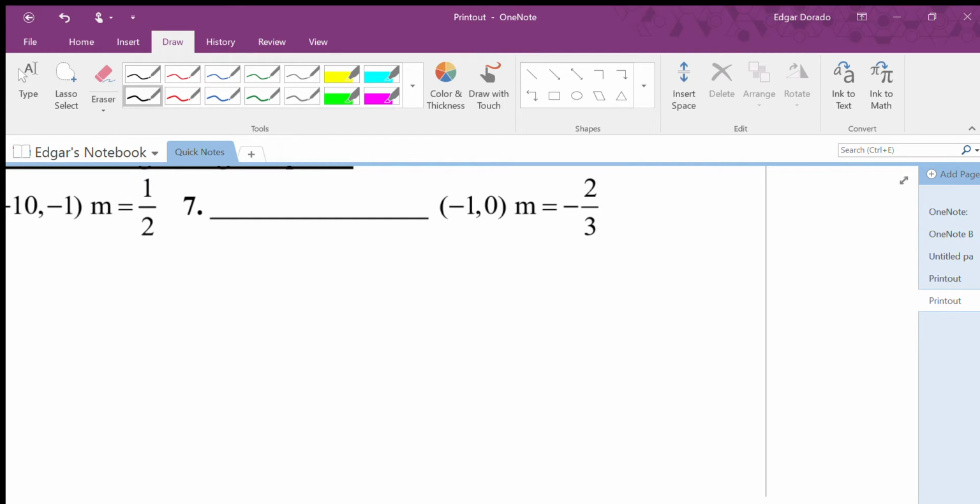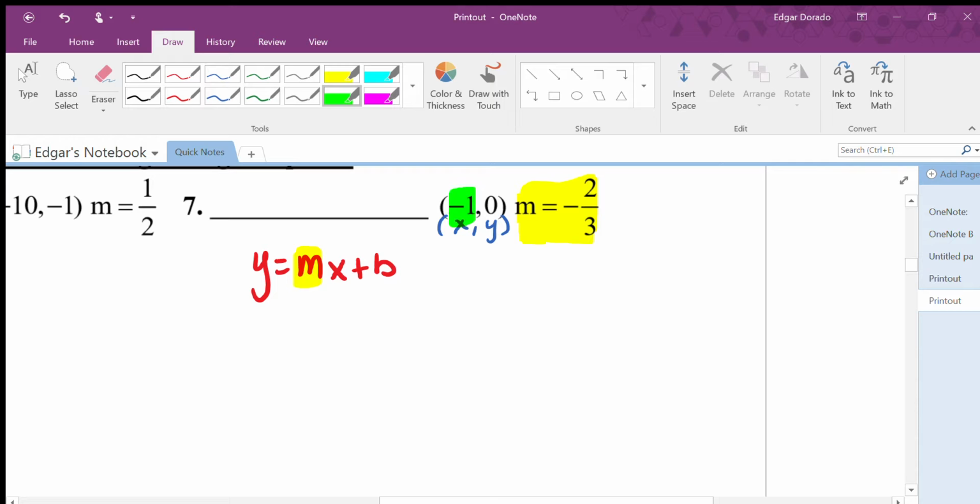So let's go ahead and do number 7 here. Once again, I'm going to write my letters underneath my -1 and my 0. Okay. And I'm going to write y equals mx plus b. And once again, I have my slope, -2/3. That's going to go in here. I have my x. It's going to go in there. And I have my y. It's going to go in there. And the only thing I need to find is my b value.